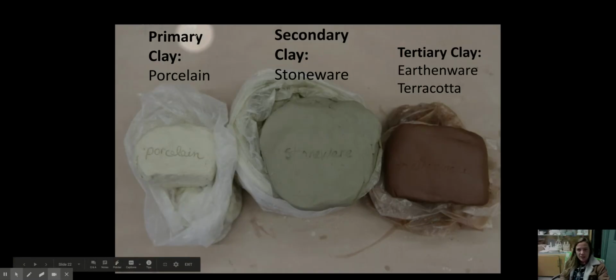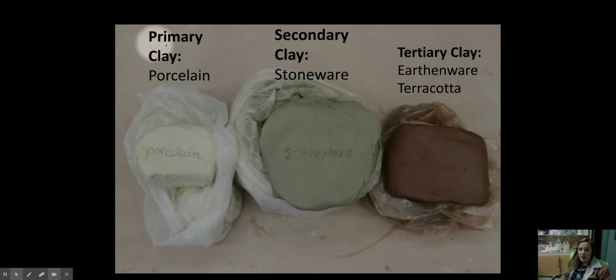But let's talk about how there are actually 3 different types of clays. The first type is primary clay or porcelains, and they tend to be white like this. Secondary clays or stonewares tend to be all different colors, but most commonly grays, like this. And tertiary or earthenware clay, sometimes called terracotta, are much darker clays that look like this, dark browns and reds and things. So I'm going to talk a little bit about these 3 types of clays that you can find out in the world.